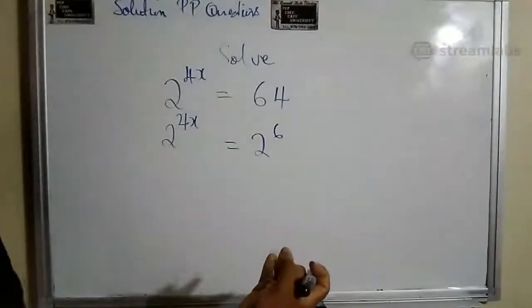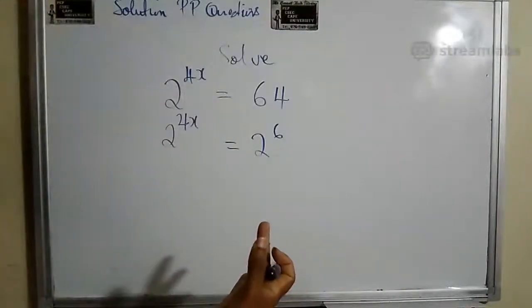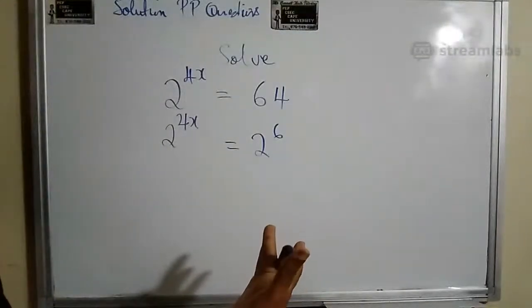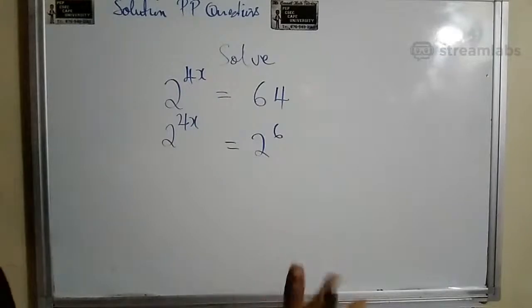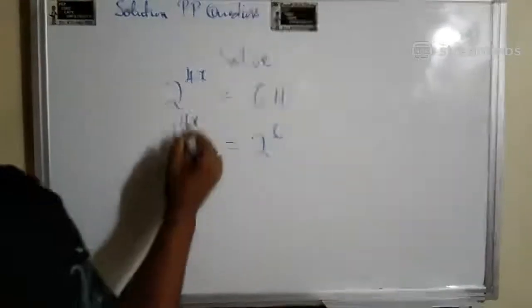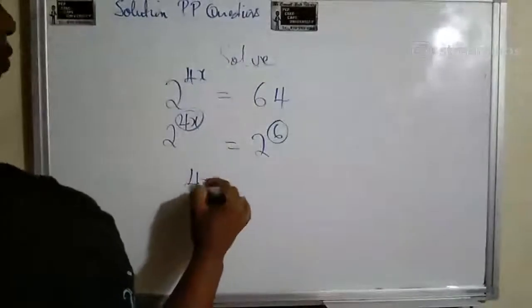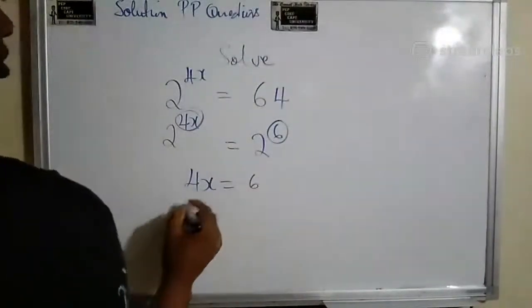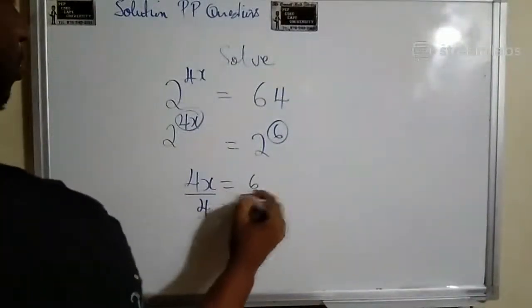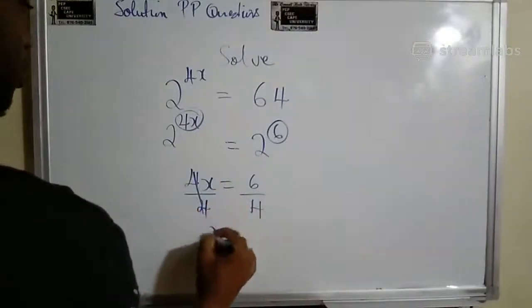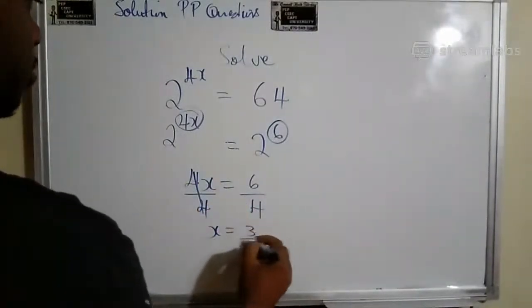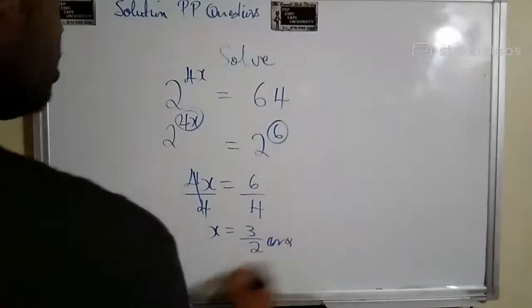2 times 2, 4, 8, 16, 32, 64. Alright. So now we can equate this. The top, 4x is equal to 6. And then we divide by 4. So x is equal to 3 over 2. And that will be our answer.